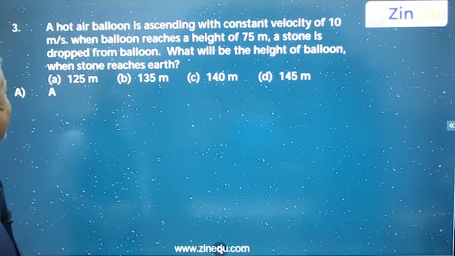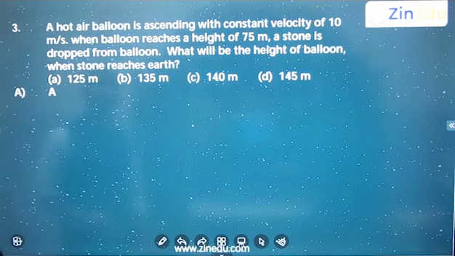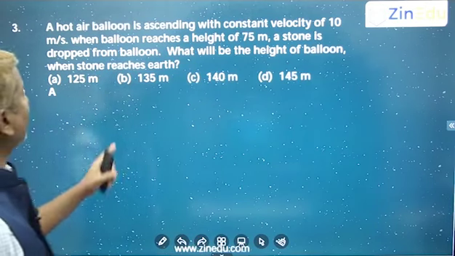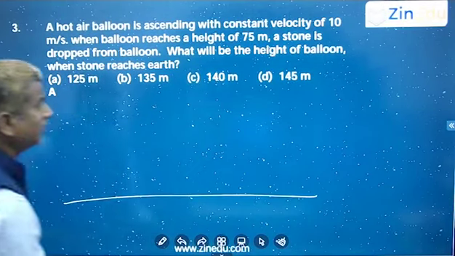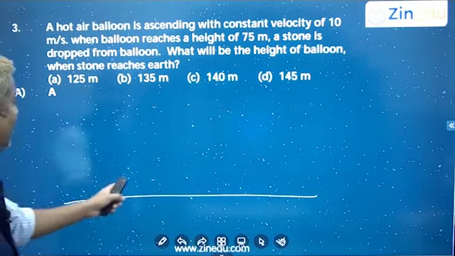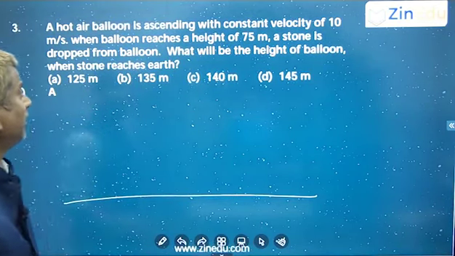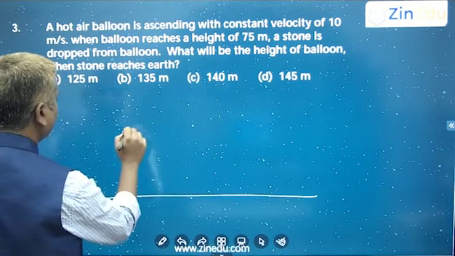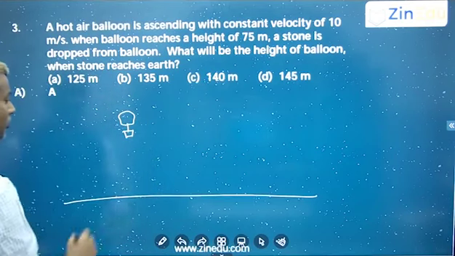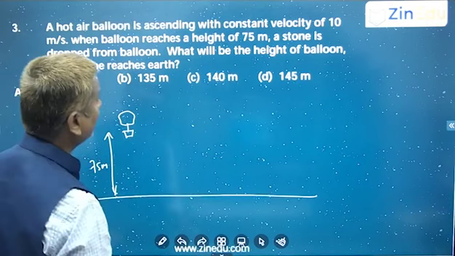In this question, a hot air balloon is ascending with a constant velocity of 10 meters per second. When the balloon reaches a height of 75 meters, a stone is dropped from the balloon. What will be the height of the balloon when the stone reaches the earth? Let us say this is the ground, and the balloon is here, reaching a height of 75 meters, already going up with a constant velocity of 10 meters per second.